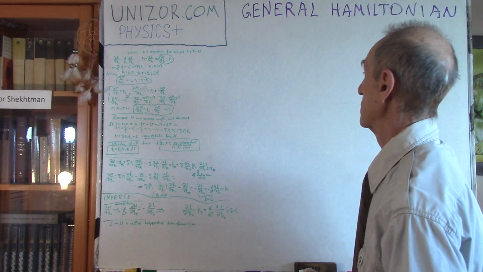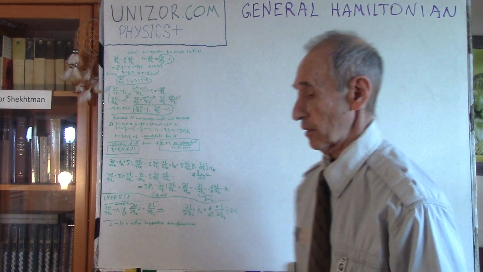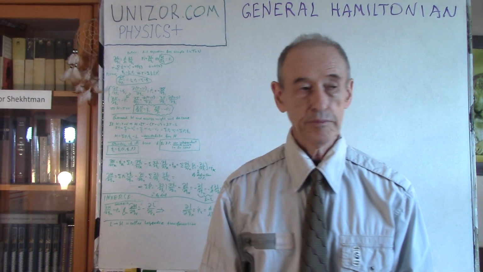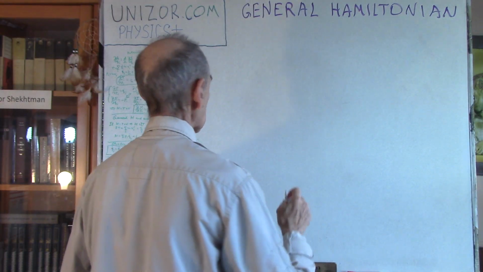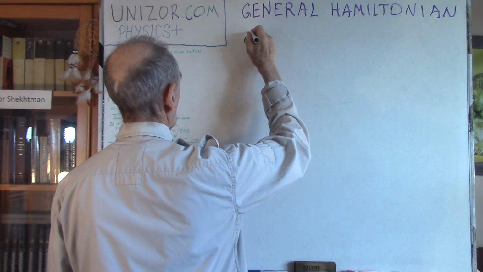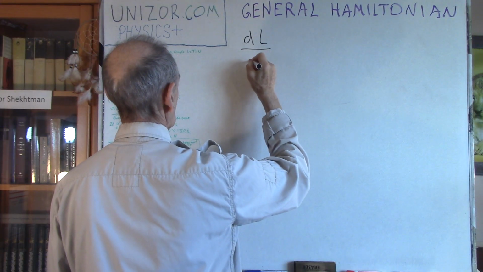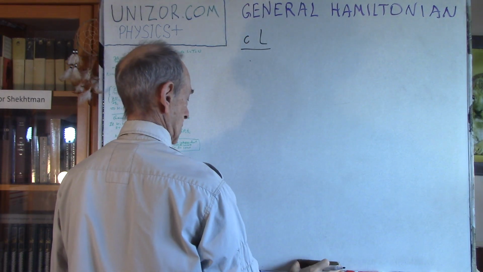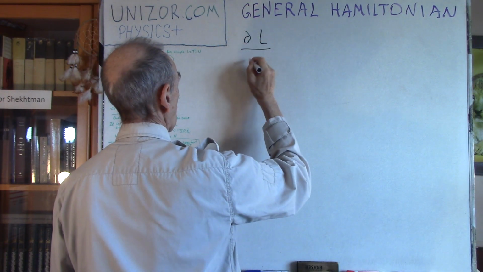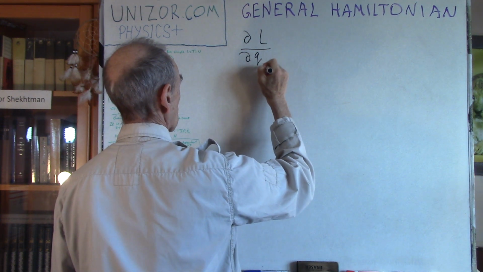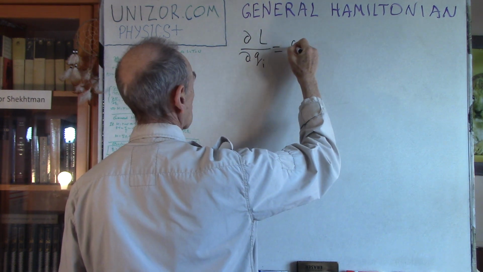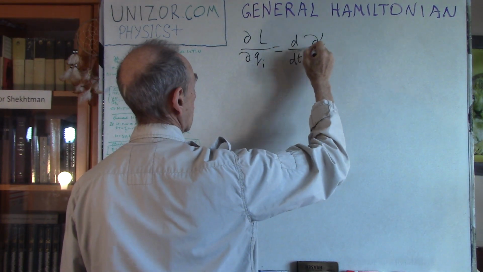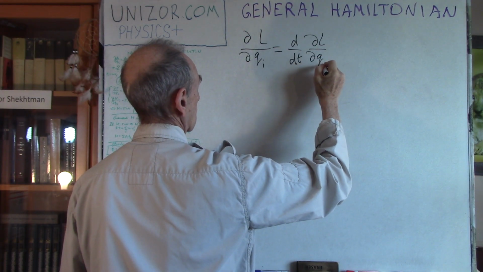Now back to Hamiltonian. A very brief repetition of what was in the previous lecture. First we started with the Euler-Lagrange equation, which is the partial derivative of L by q_i is equal to the full time derivative of the partial derivative of L by velocity.